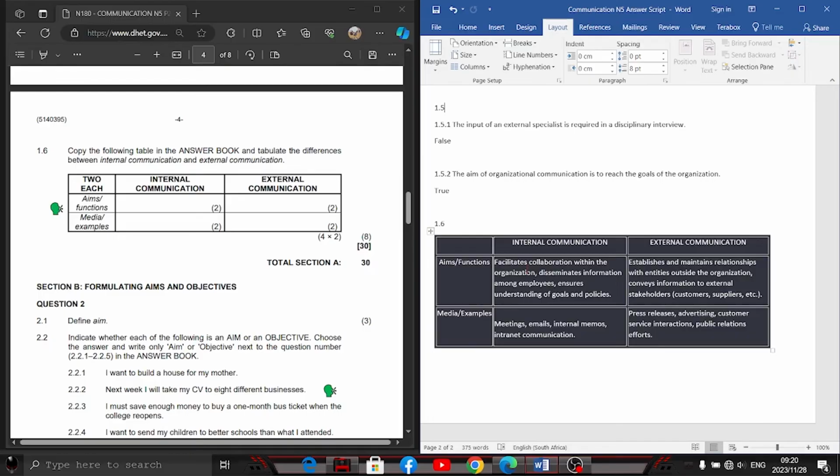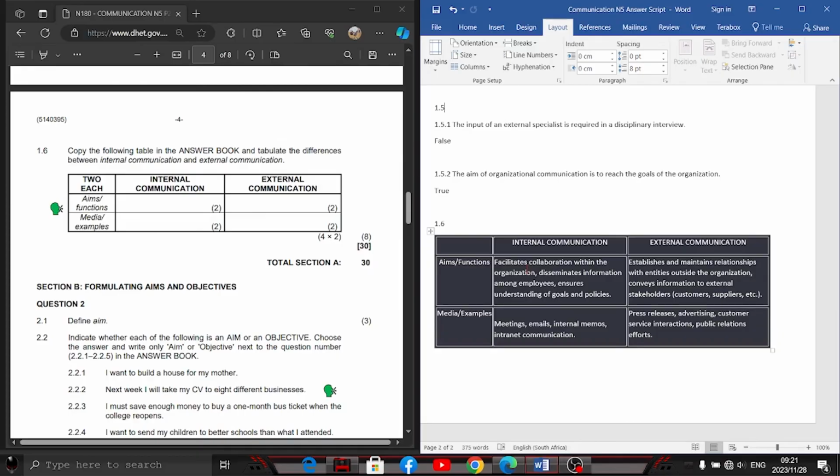For internal communication, as far as the media or examples, we have meetings, emails, internal memos, intranet communication, right? So basically anything that the organization would use as a way of communicating internally, you understand? That would be maybe having meetings, sending emails, or having internal memos or intranet communication, stuff like that, you understand? If I send an email to my supervisor, that is an internal communication. However, if I send an advert to a potential customer, then that becomes external communication, right?